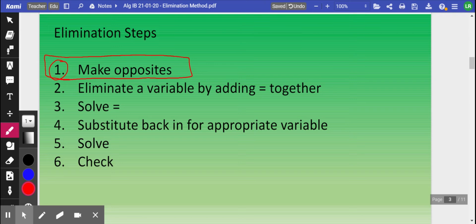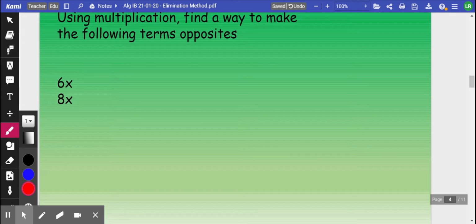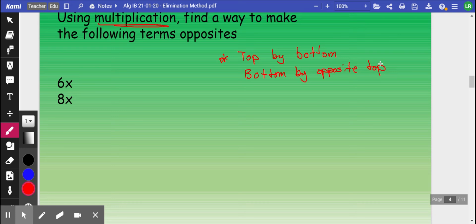So I'm going to have two numbers up here, 6x and 8x, and I want to make these two opposites. I want to make sure we understand there is more than one way to do this. I'm going to show you one of them. The method that I use for making opposites is, remember, we're using multiplication. We're going to multiply the top by the bottom, and then we're going to multiply the bottom by the opposite of the top. And if we do that correctly, we will always end up with variables that cancel out.